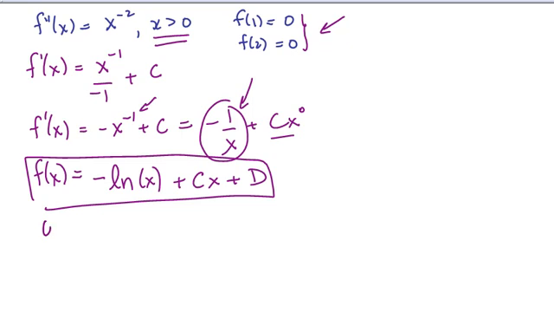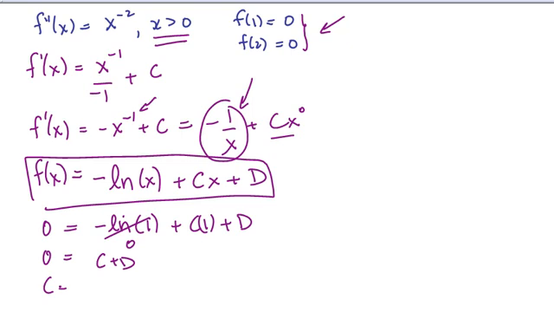So the first one is the y value is 0 when x is 1. Simplifying this, negative log of 1 is 0. So I get just c plus d, which means c equals negative d. There's my first equation relating c and d.